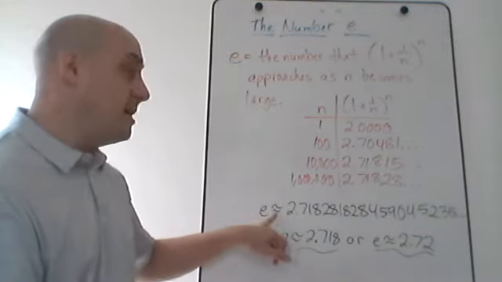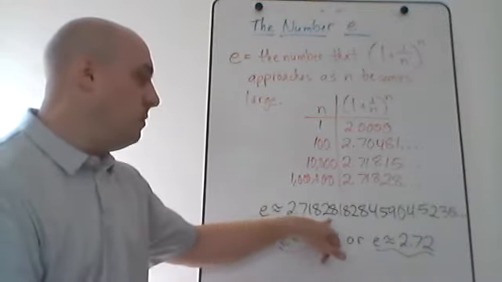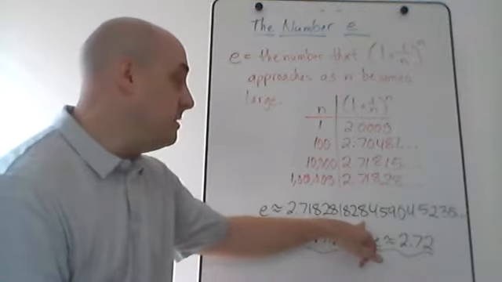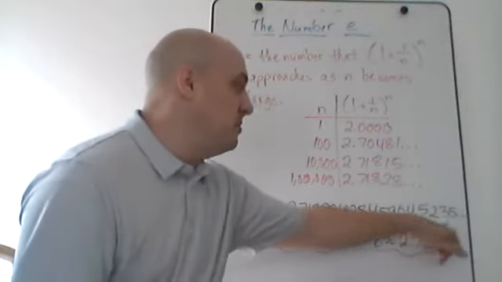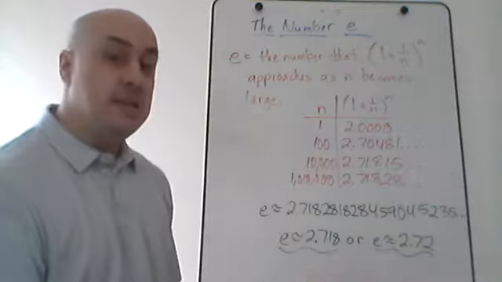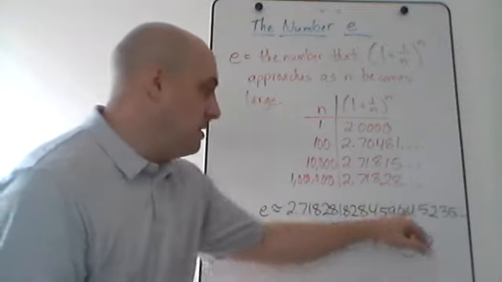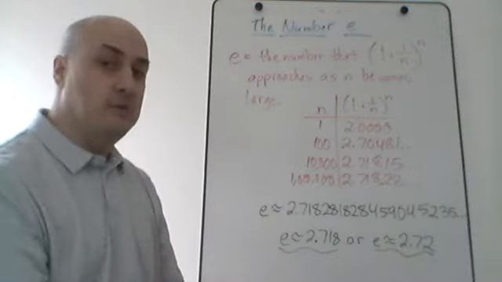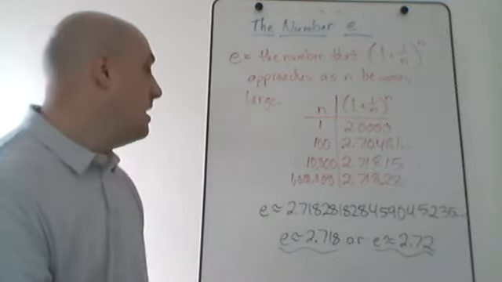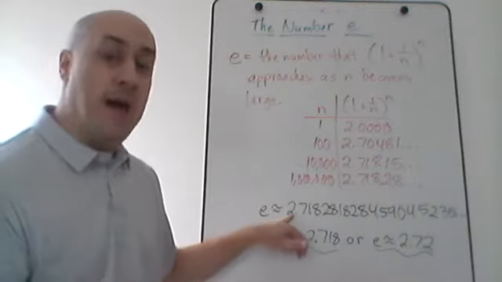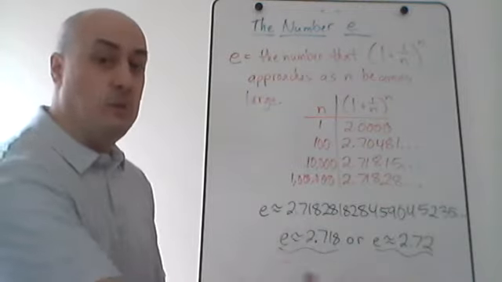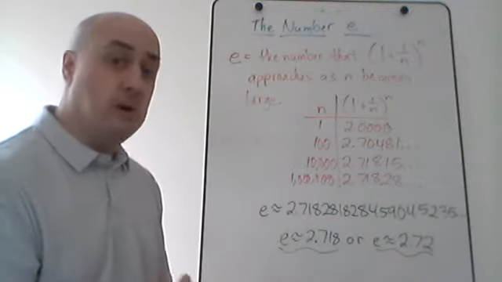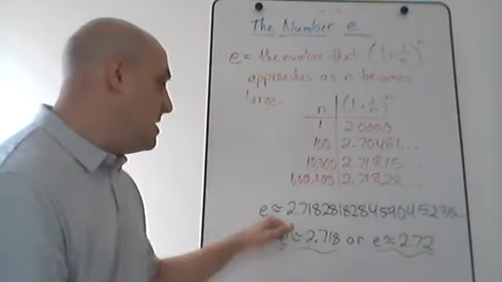e is approximately equal to 2.718281828459045235... e is an irrational number, so this string of decimals just keeps on going forever. There's no pattern to it, there's no repetition, it never stops. Kind of like the number pi is an irrational number, 3.14 and so on. It's not just 3.14. It goes on forever. e is the same type of number.